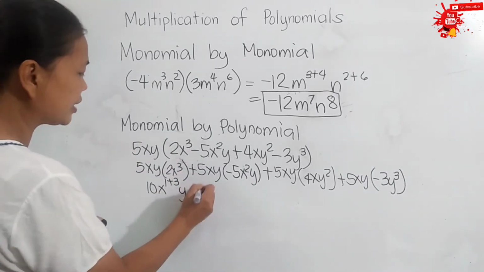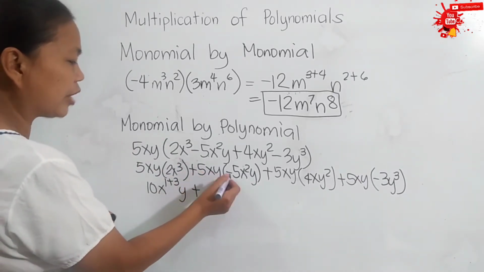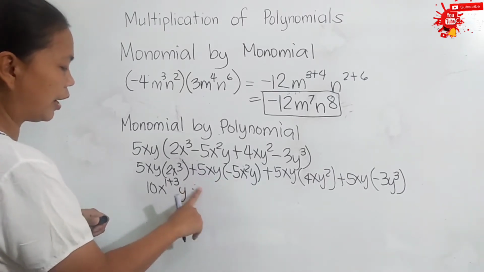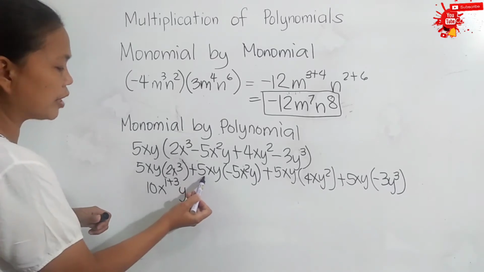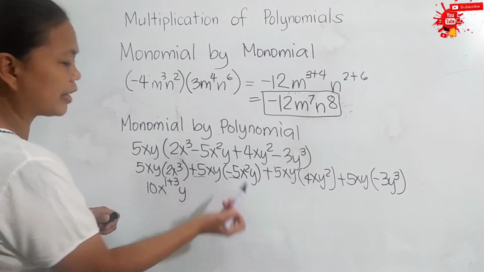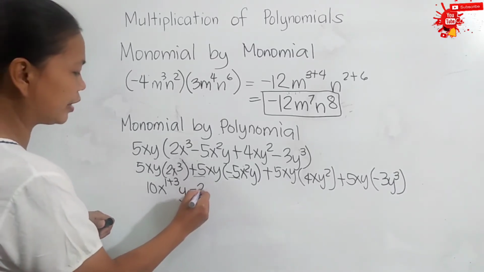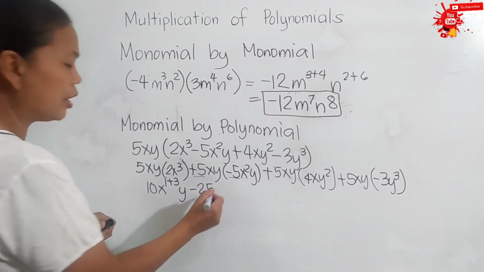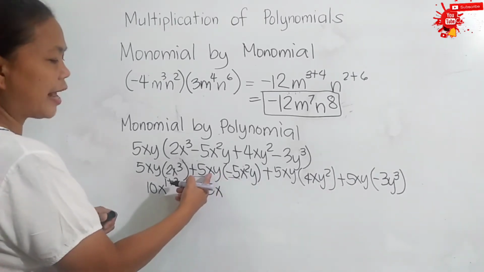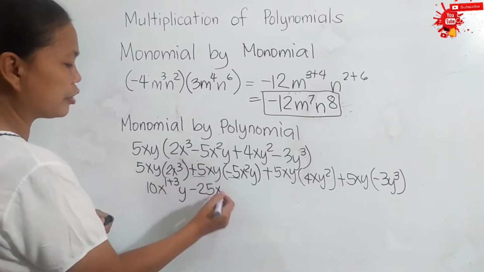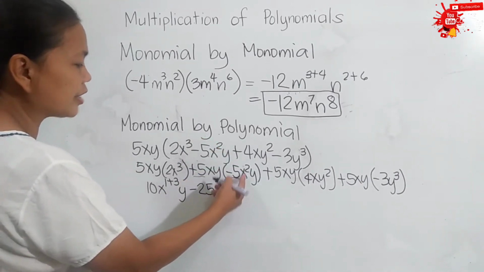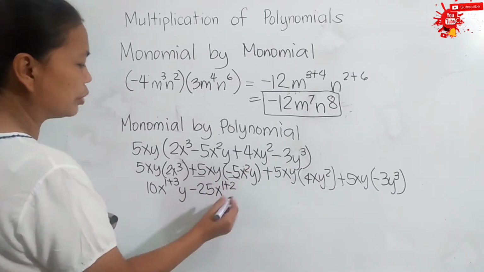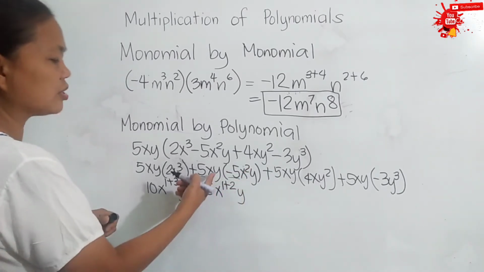Then we have positive 5 times negative 5. Again, let us follow the rule for multiplication. Positive 5 times negative 5 gives negative 25. Then we have the base x, the same base, so the exponent 1 plus the exponent 2 of x squared. Then we have the variable or the base y.